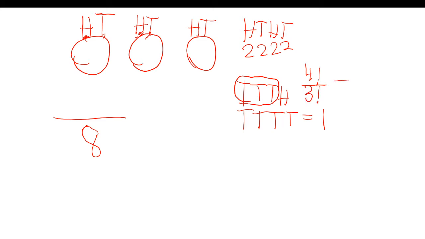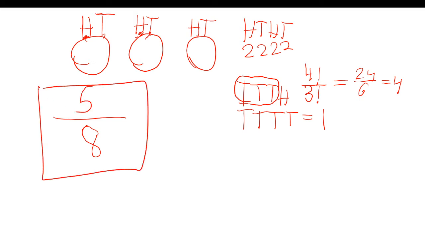Factorial ways. Now we have 24 divided by 6. Now we have 4 for this, 1 for this. 4 plus 1 is 5. We have a 5 over 8 probability that at least 3 of the flips are going to be tails. And that was using permutations.